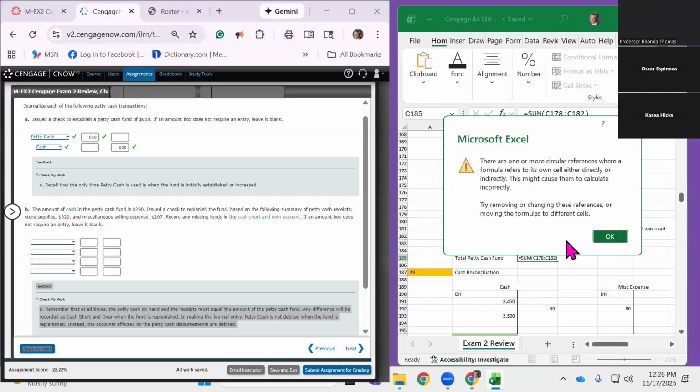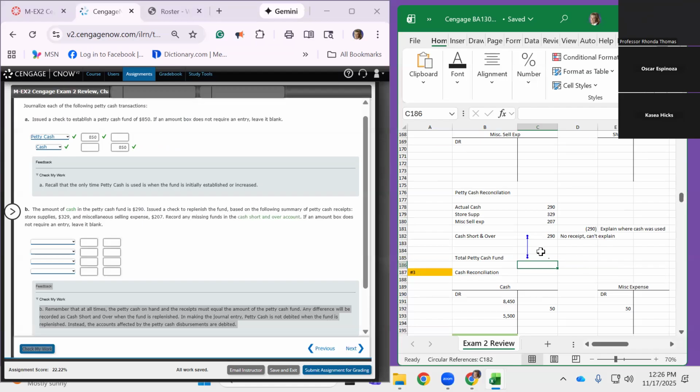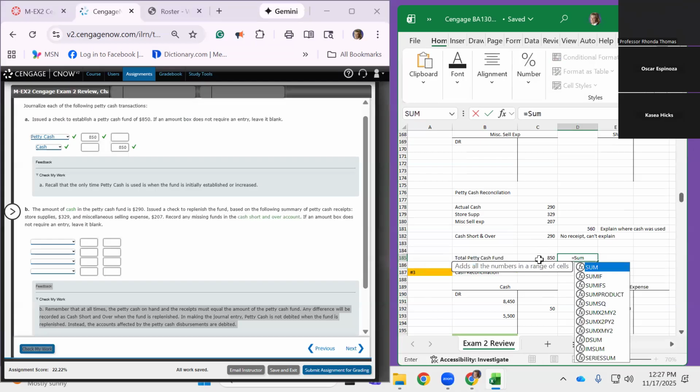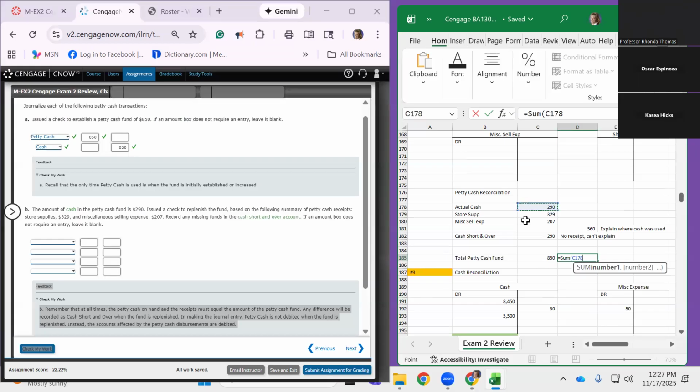Good enough. Doesn't like it. Okay, let's move over. So we know our petty cash fund is supposed to be 850. So let me go ahead and just do my regular sum here. Okay, so now let's see how much.